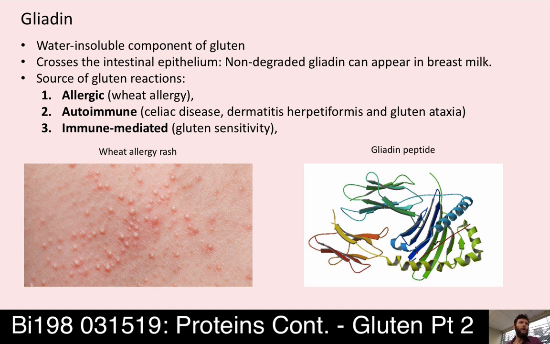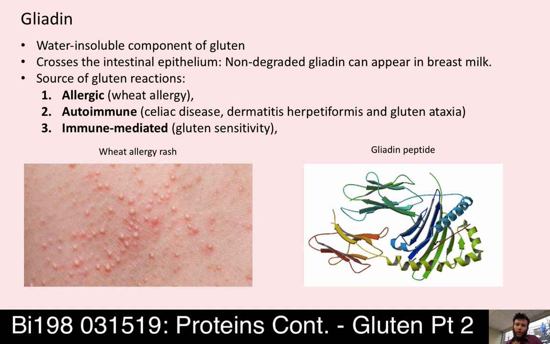But there are essentially three types of pathologic responses to gliadin. You can have an allergic reaction. This is a hypersensitivity and a type of wheat allergy. All right, and so this is what you would call a non-celiac sensitivity to wheat, and this does happen. There are people who have wheat allergies out there.